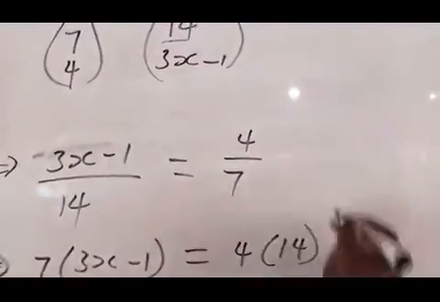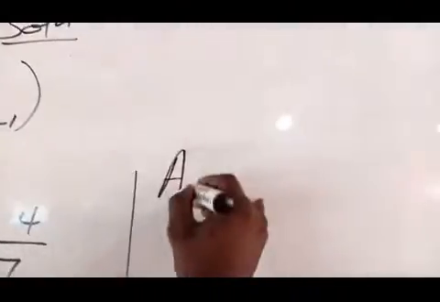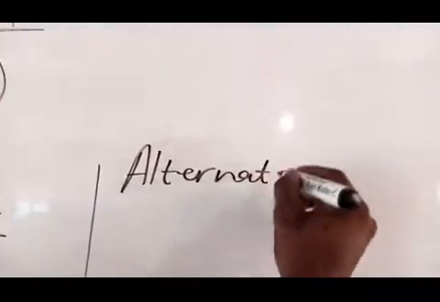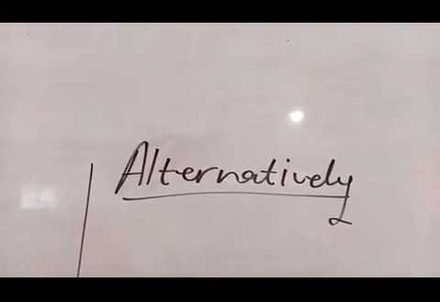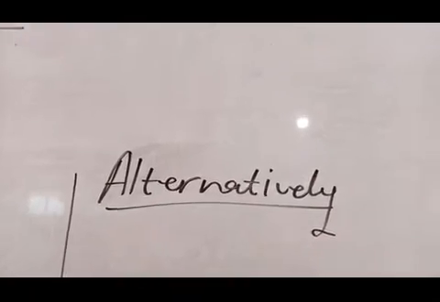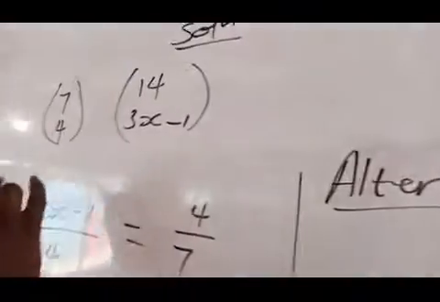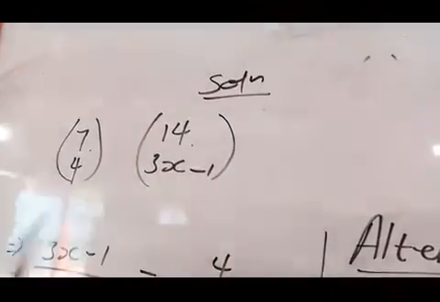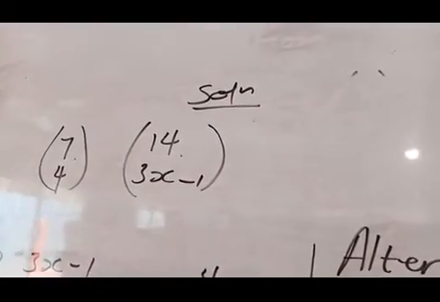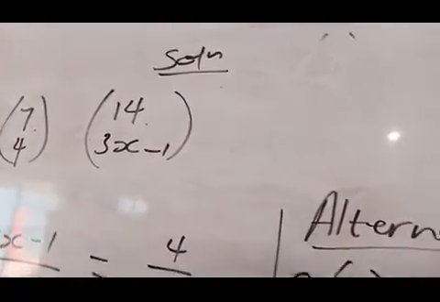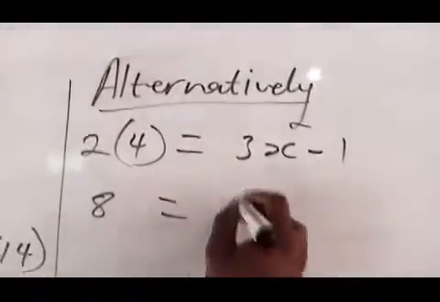You can as well use this approach. Like I said, one of them should be the scalar multiple of the other. So instead of using the gradient approach, you can use this. You realize that it was 7 here, but over here it is 14. It means that 2 times this gave us that. So we can say that 2 times 4 is equal to 3x minus 1. And 2 times 4 is 8, that is equal to 3x minus 1.